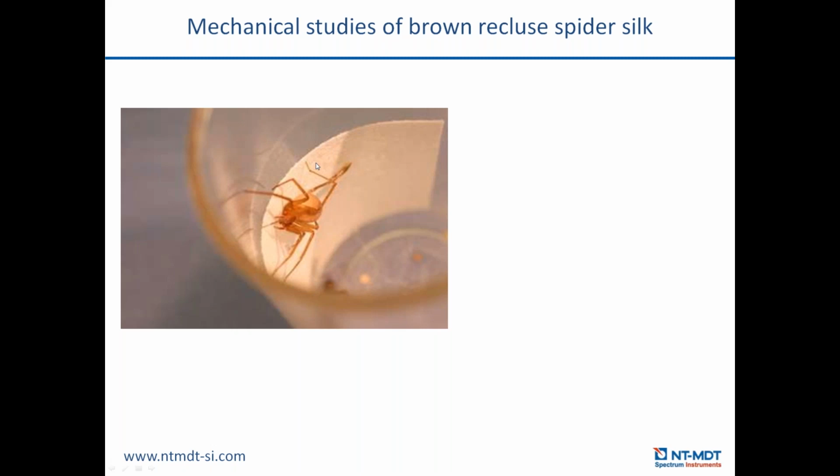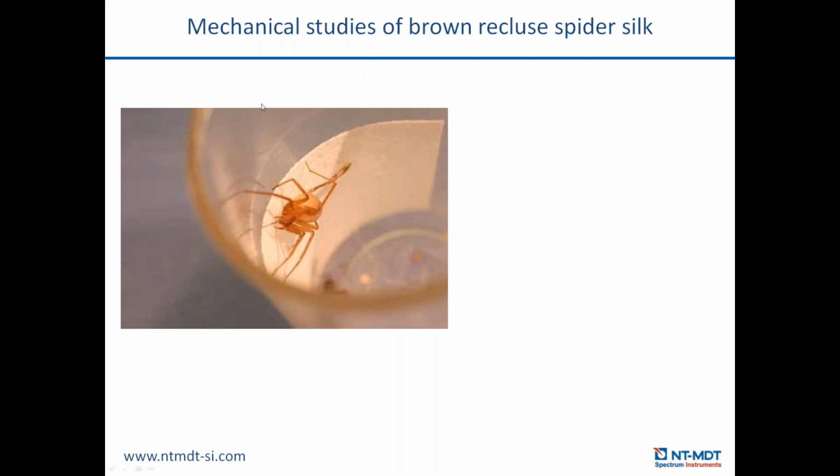So the obvious question was how the silk is harvested. This work was done by a group of Professor Hannes Schniepp from the University of William and Mary, and they just collected the spider silk from the Brown Recluse Spider.